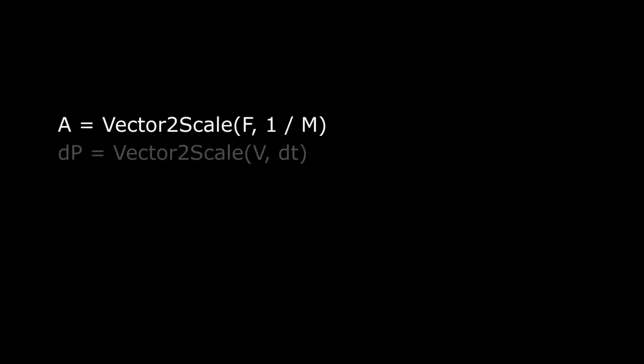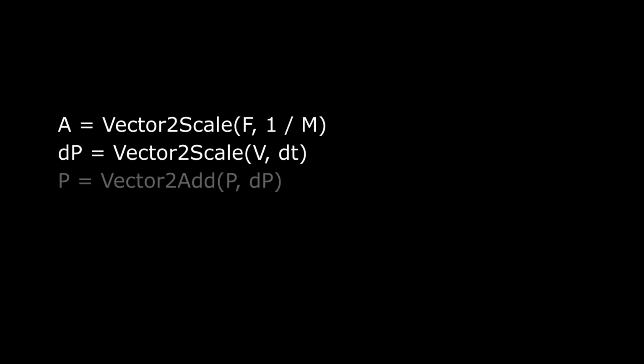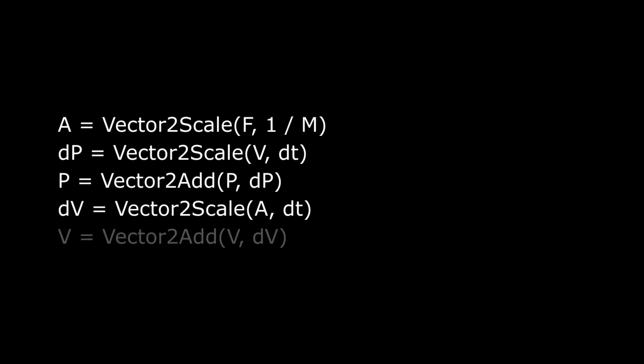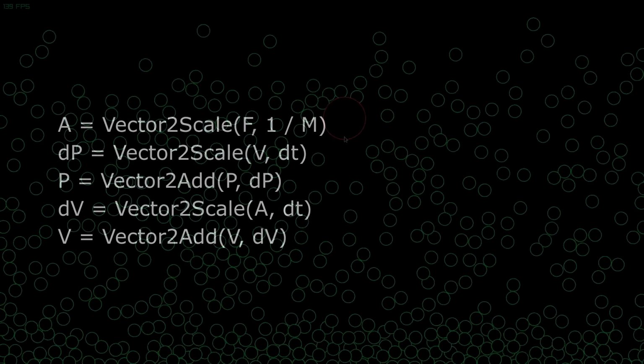Then, the change in position is calculated by multiplying the current velocity by the time step. This is added to the position vector. The new velocity vector is calculated similarly, multiplying the current acceleration by the time step, and adding this delta to the current velocity vector. By tweaking some of the parameters, it is possible to make this simulation somewhat stable, but it still has some issues.